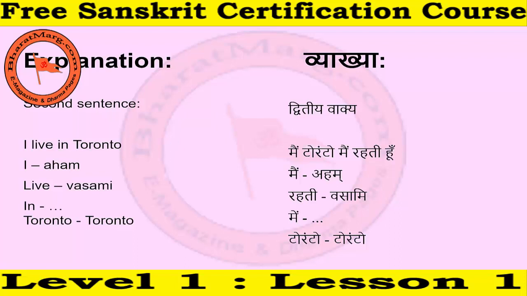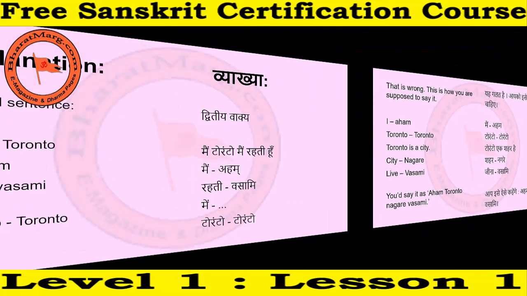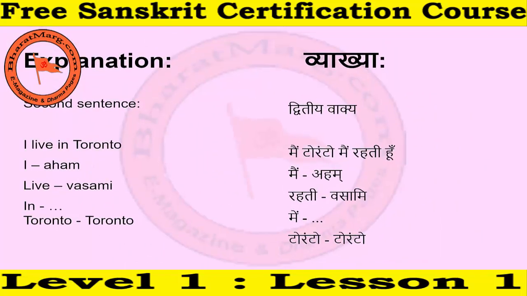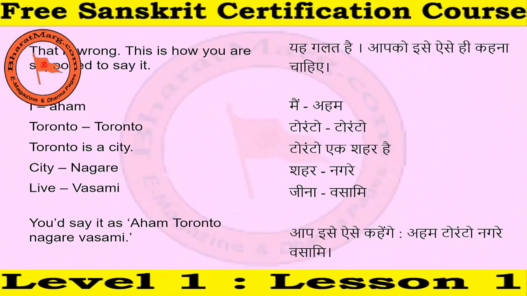Here's the second sentence. I said I live in Toronto. I in Sanskrit is aham. To live is vasami. In this particular case, we don't need to address in. Toronto, as I said, is a proper noun, so it won't change. So, based on this, how would you think we'd say it? You'd think we'd say it as aham vasami Toronto. But that is wrong. This is how you are supposed to say it.